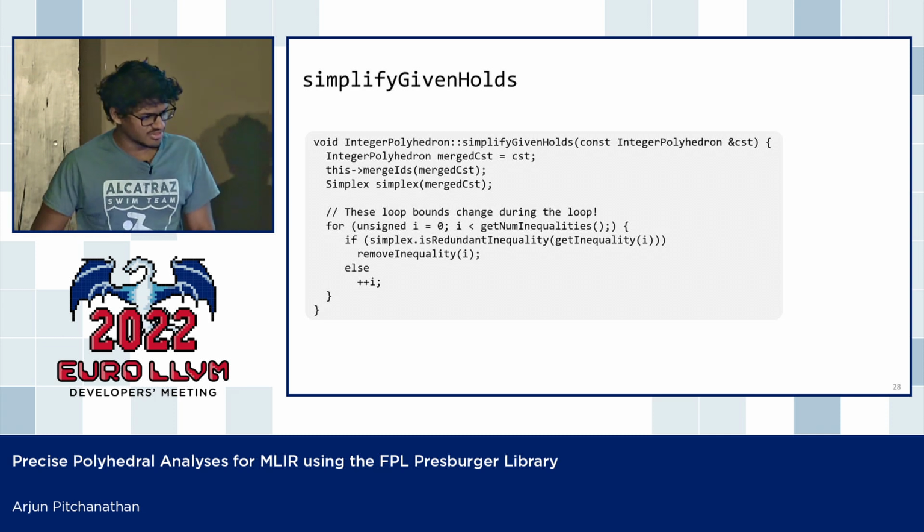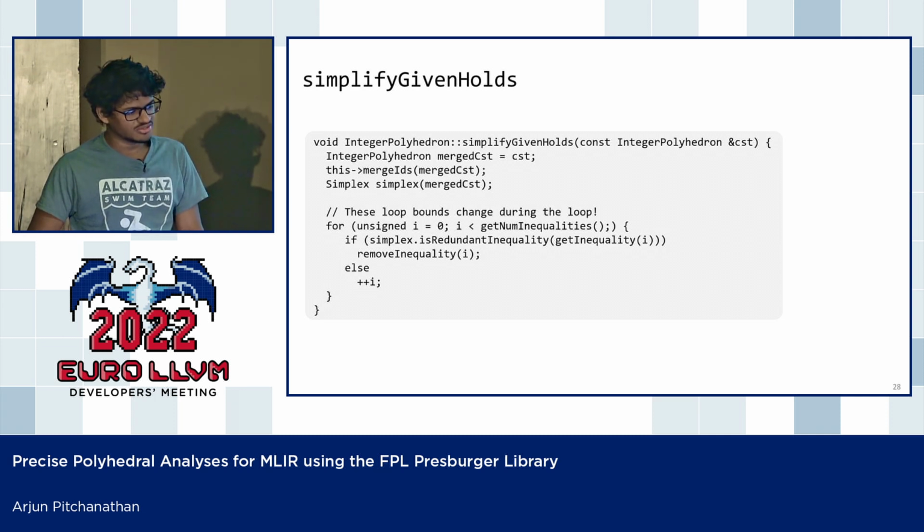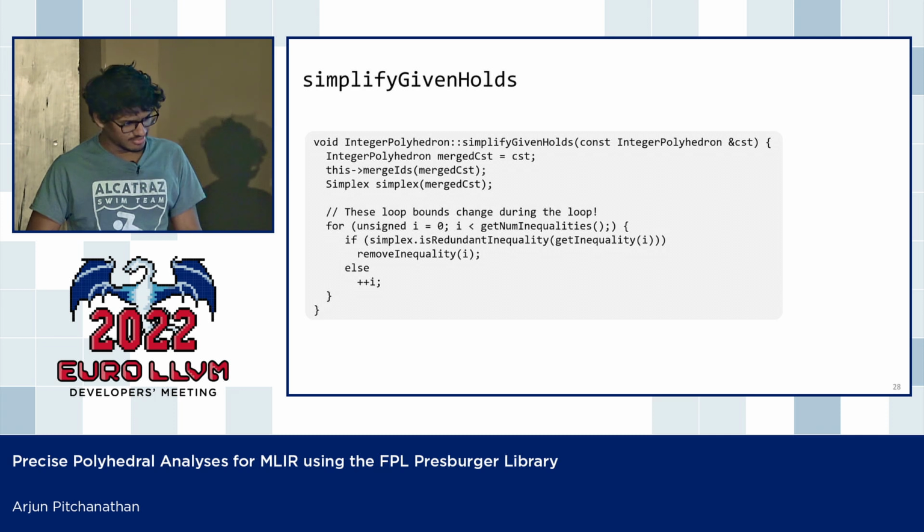Don't worry about the details of that, but essentially it can tell you if an inequality is redundant given some context. So here we construct a simplex from the given constraint set, the context, and now we ask, for each inequality in the set to be simplified, whether it's redundant or not. Now, if it's redundant, we can just remove it, and otherwise we move on to the next inequality.